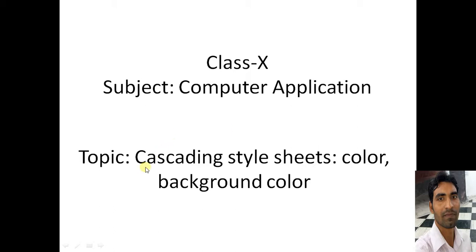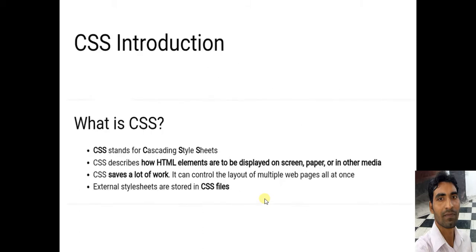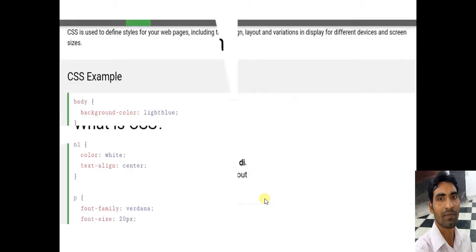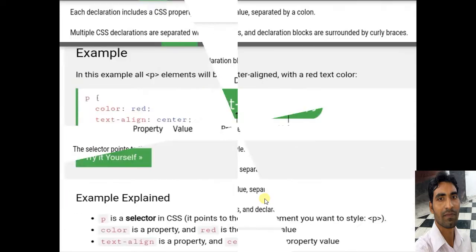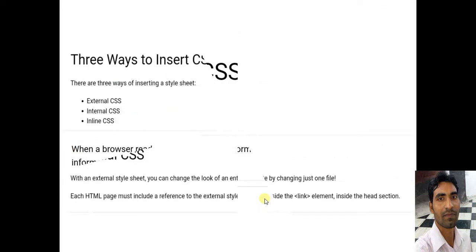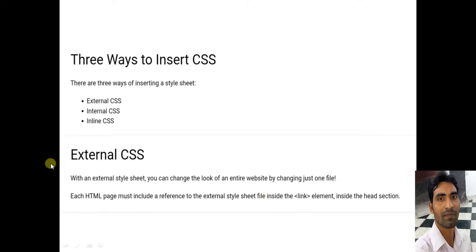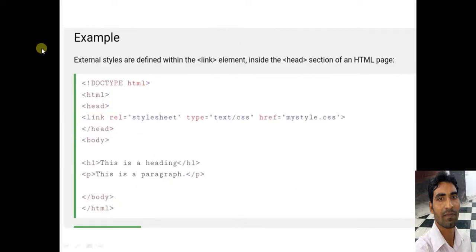It is video number 2 for the same topic, cascading style sheets, color, background color. Let us proceed to the topic where we had left off, external CSS. These were the topics which we had told. Let's proceed to the CSS, external CSS. This we had explained. We were explaining the example of external CSS.